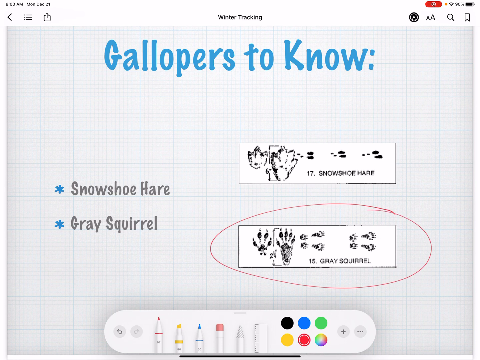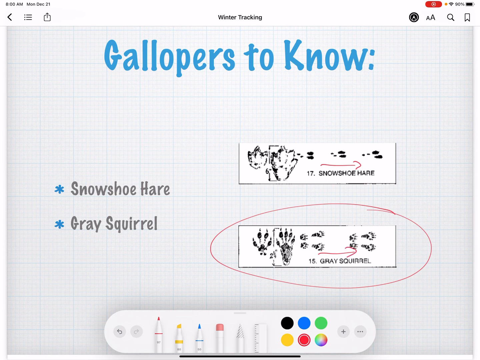Their tracks look just like snowshoe hare tracks, just a little bit smaller. That snowshoe hare can have a hind foot up to 6 inches long. The hind track can be up to 6 inches long. It's usually a little smaller than that. But they're a perfect galloper, and both of these creatures are traveling in this direction.